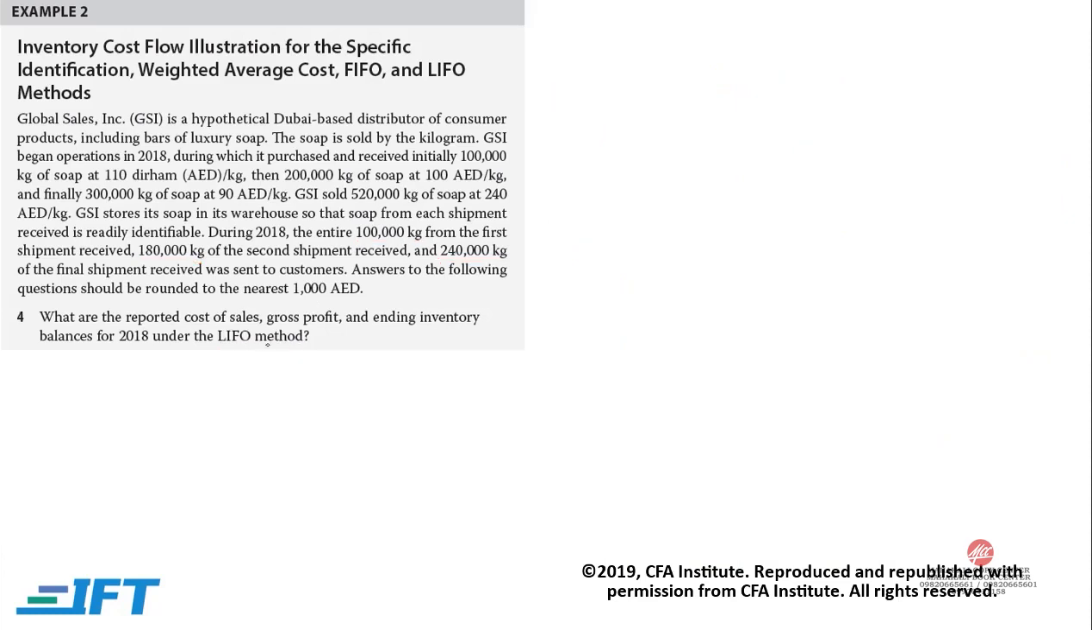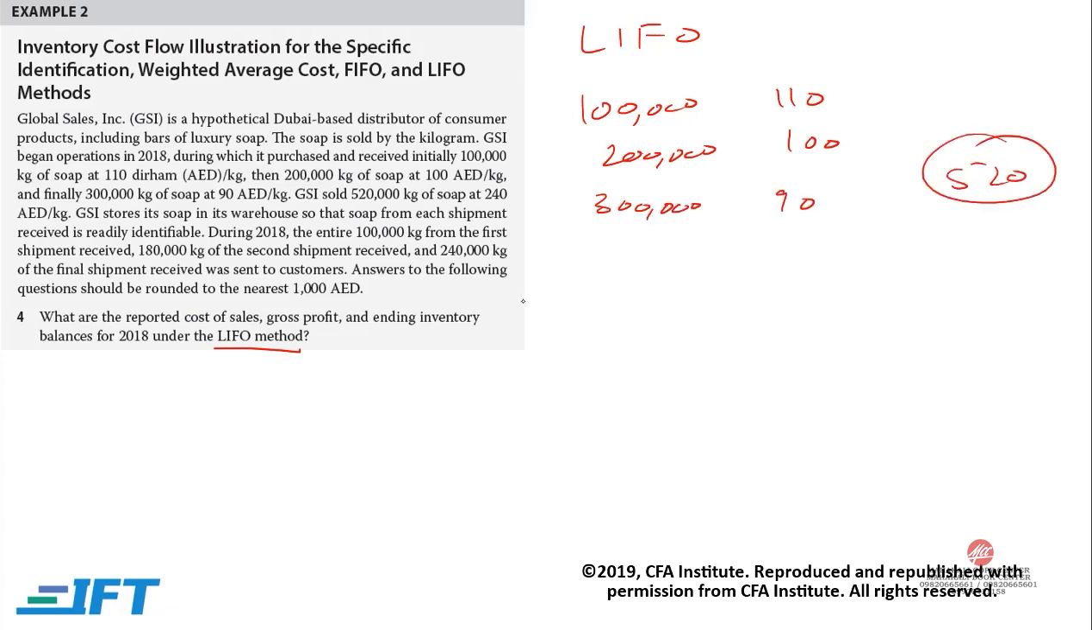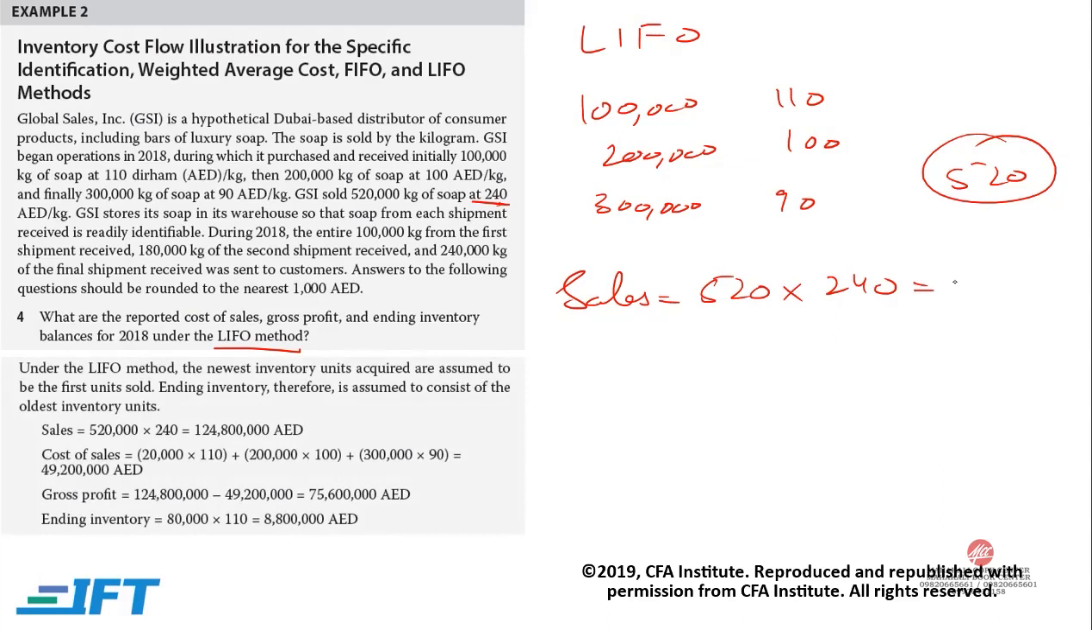Fourth part consists of the same question, but now we need to use last in, first out. So we bought 100,000 for 110, 200,000 for 100, 300,000 for 90, and we sold 520 worth of goods. Sales would again remain the same, 520 multiplied by 240, because we are selling it at the rate of 240. This would again be 124.8 million.